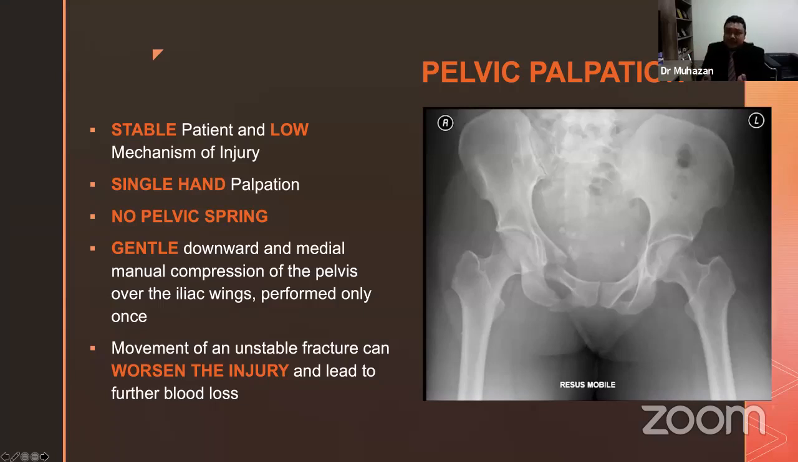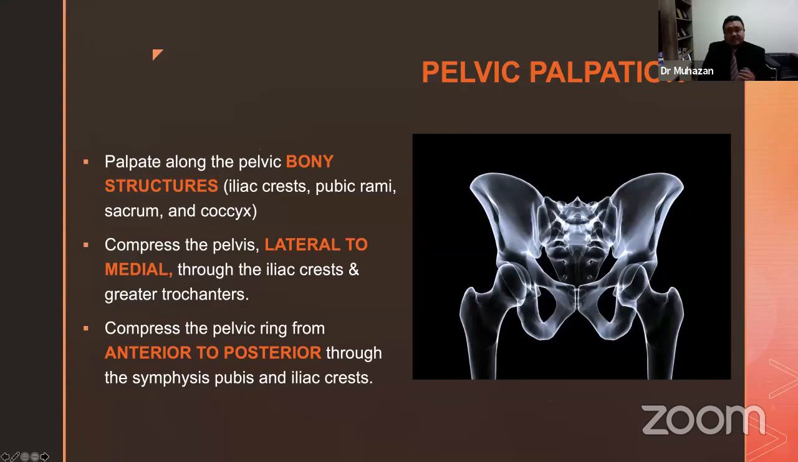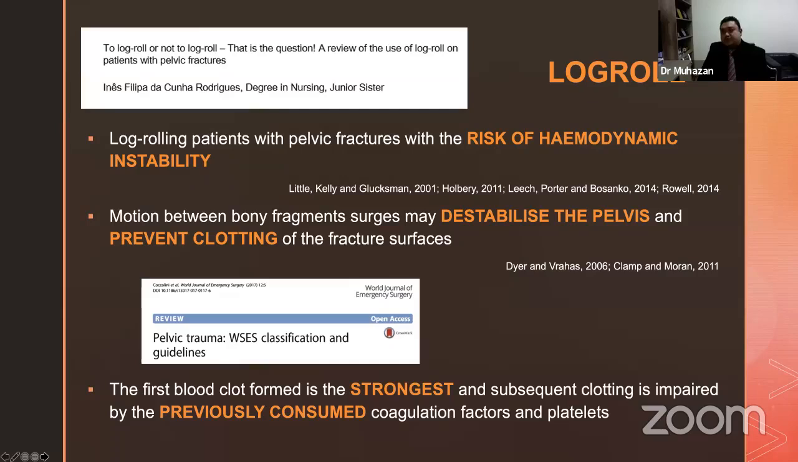All right, you should palpate the bony prominences and do compression gently, anteriorly, posteriorly, and also laterally. And if the patient already has signs of pelvic injury, or the patient is unstable, or the patient has a very high impact mechanism of injury, usually we will try to avoid doing this, right? But if they are stable, the mechanism of injury is low, and there are no signs of a pelvic injury, then you should proceed with this pelvic palpation. All right, this is what I said just now, palpate around the bony structures, lateral to medial and also anterior to posterior.